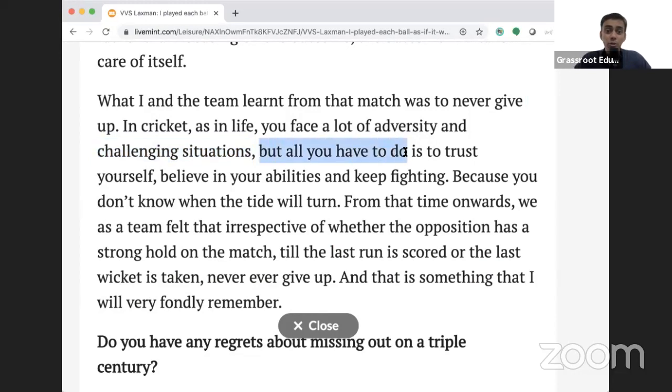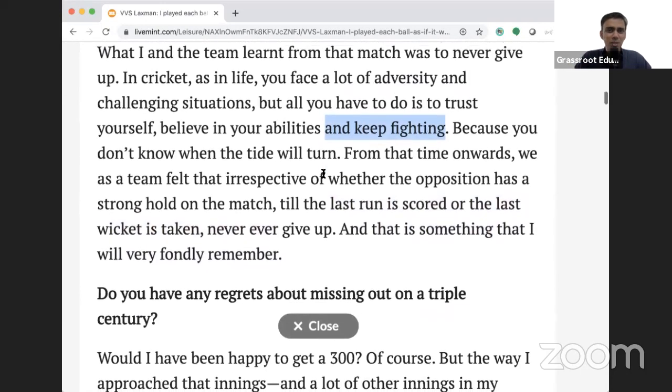But all you have to do is to trust yourself, believe in your abilities, and keep fighting. Are all of you doing it with me? Just type "me" in the comments box if you're doing it with me, honestly.